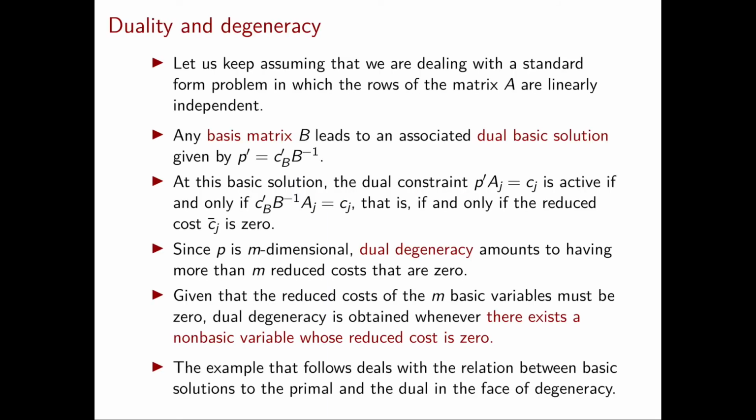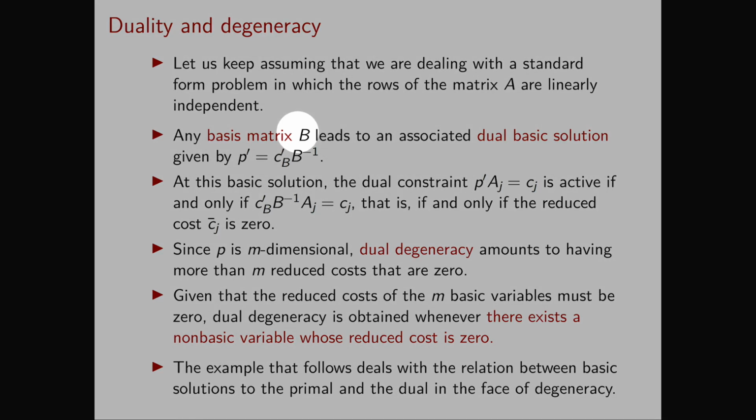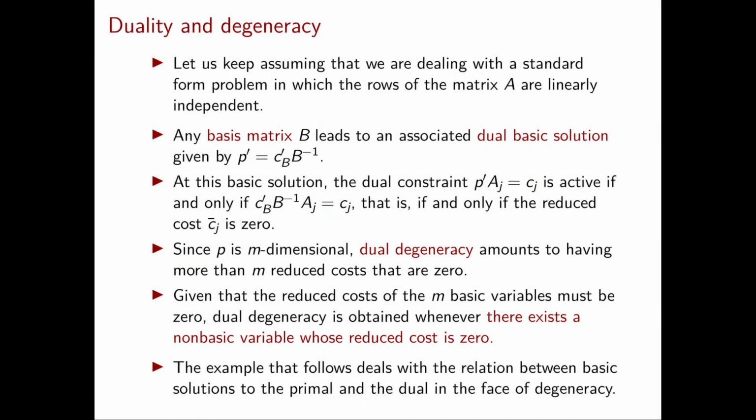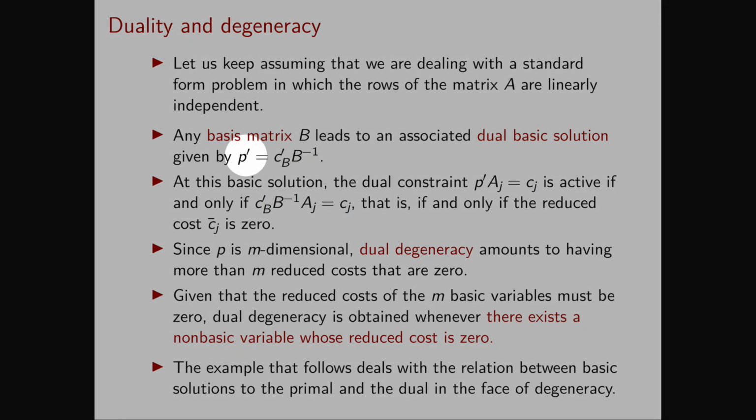The last topic that I want to discuss in this video is duality and degeneracy. The first thing we want to do is understand what is dual degeneracy. As always, consider the setting where we have a standard form problem in which the rows of the matrix A are linearly independent. We know very well that any basis matrix B leads to an associated dual basic solution given by p transposed equal to c_B transposed B inverse.